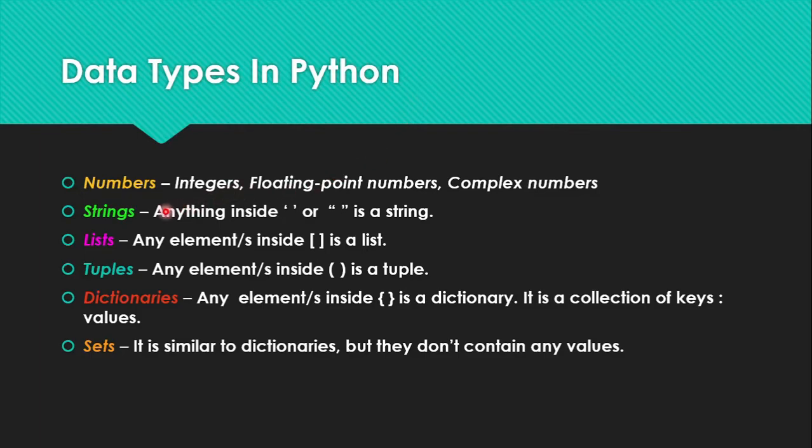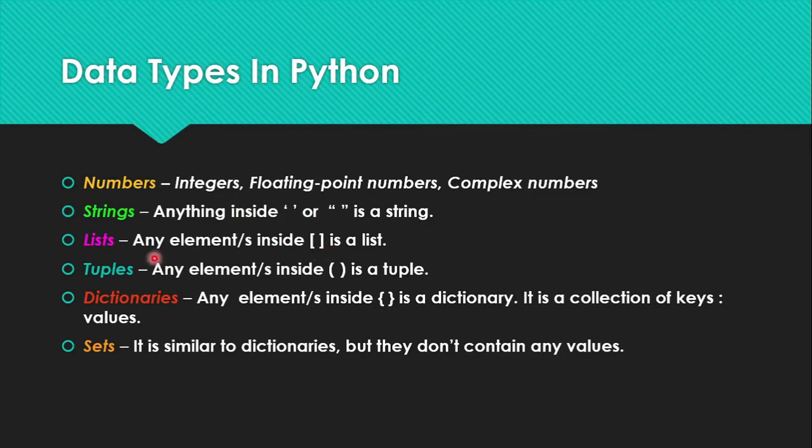Now the second type of data type is strings. Anything inside a single quote or a double quote is a string. For example, when we have written hello world, we have written it inside double quotes, so that is a string. The third data type is lists. Any element inside a square bracket is a list. Inside the square bracket you can write strings, numbers, you can even write a list also. That is known as a nested list.